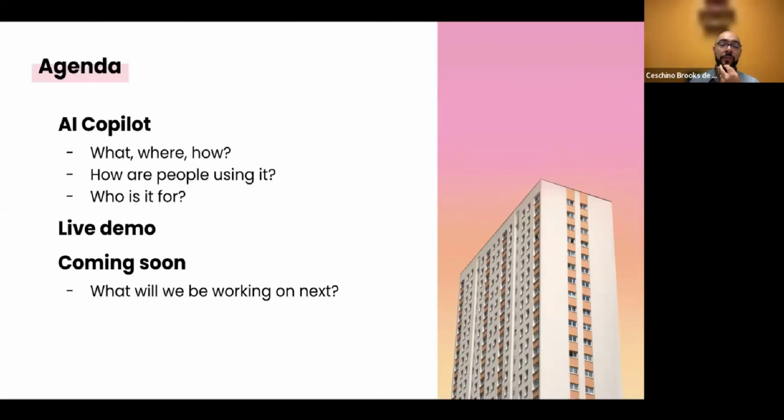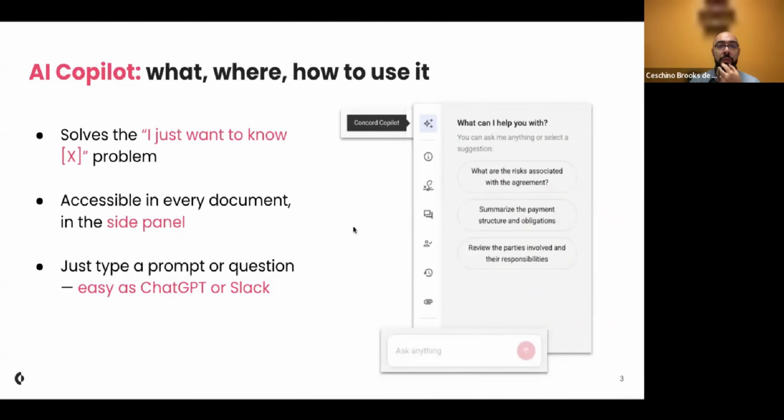So in short, Copilot solves the "I just want to know fill in the blank" problem. I just want to know when we have to pay this vendor's invoices. I just want to know how to cancel this contract. So that's what Copilot is and what it does. Zach, would you like to tell us a little bit about where you find Copilot and how you use it?